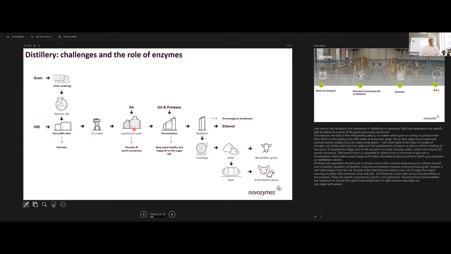In the liquefaction, basically all that grain is converted to dextrins. And in fermentation, all that dextrin is again converted to glucose, which ultimately yeast utilizes. And it produces lovely ethanol, what we all drink at the end of the day. And the distillation job is basically to separate that ethanol from the yeast and the mash.